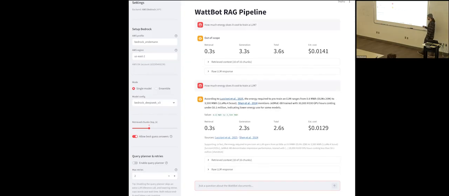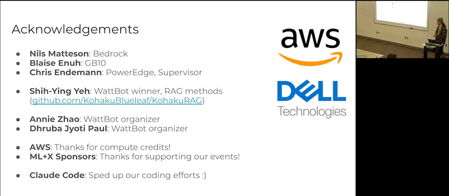We'll be releasing some documents along with it. If you're interested in hosting your own RAG, email me at endeman@wis.edu, and I'll get you our GitHub repo. Also check ML+X Nexus, and we'll be sharing this talk recording as well as all the GitHub materials. Thank you.